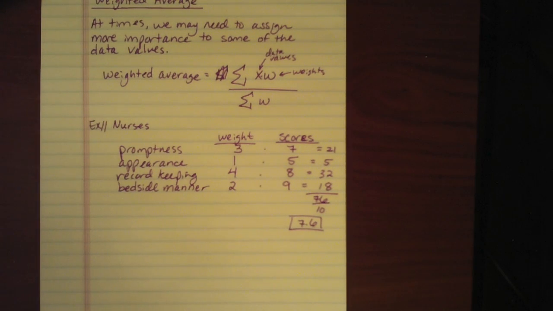Also, if you watch the next video, that will show you how to do a lot of this computation on the calculator. Your calculator will find median, it will find mean, and it will find a weighted average for you. The only thing it won't find for you is the mode. The mode you'll have to come up with manually.